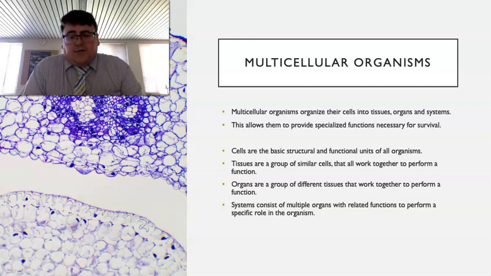We start with cells. Cells are the very basic structural and functional units of all organisms, like we said before. A group of similar cells will group themselves together to form tissue, and that tissue will perform a specific function. Organs, on the other hand, are a group of different types of tissues that are going to work together to perform a specific function. We can then group multiple organs together to create a system, and the system will perform a specific role in the organism.